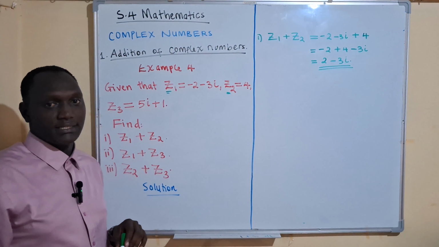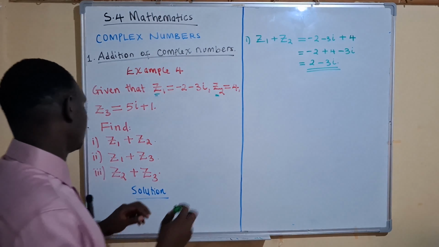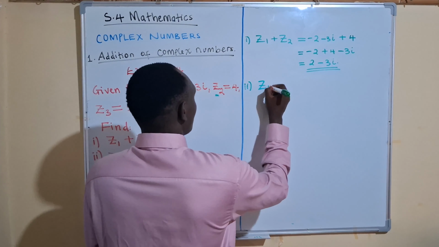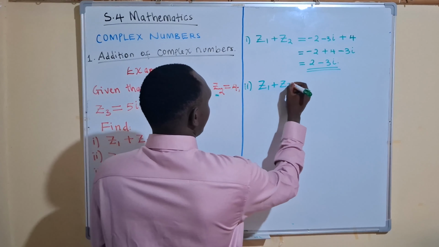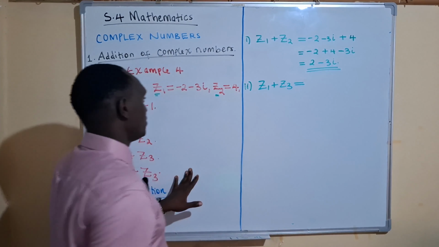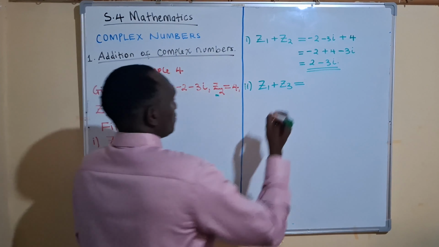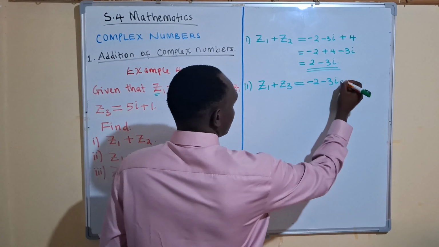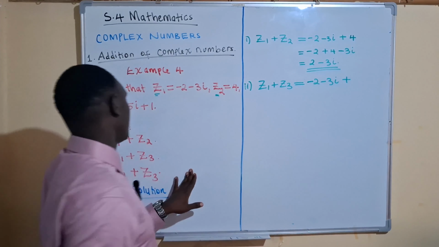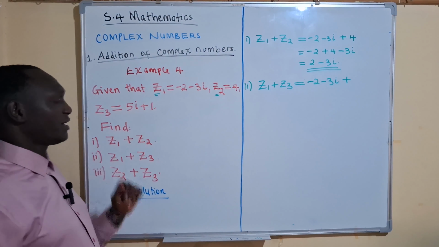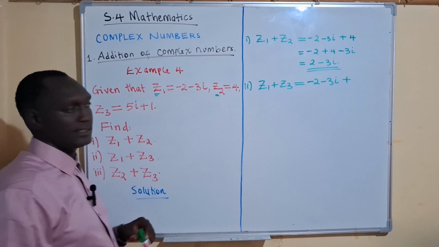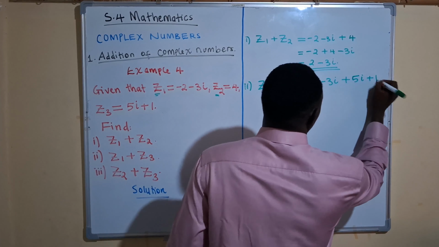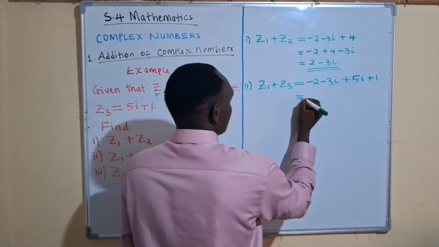Now going to the second part, that is Roman 2, which says z1 plus z3. You just need to substitute for z1, which is -2 minus 3i. That is z1. But we're adding it to z3. What is z3? 5i plus 1. So right here plus 5i plus 1. Then we collect the like terms.